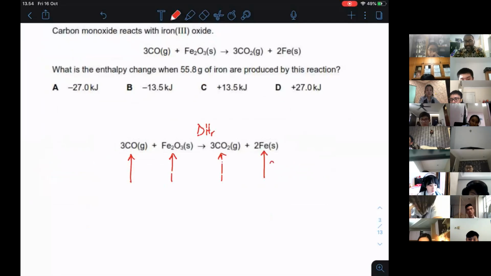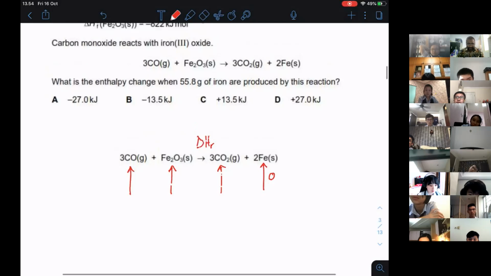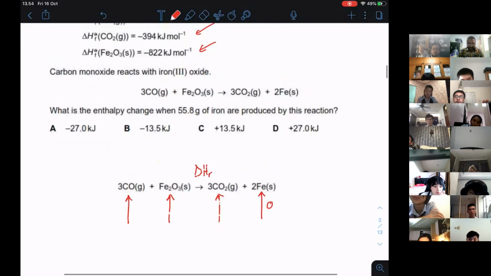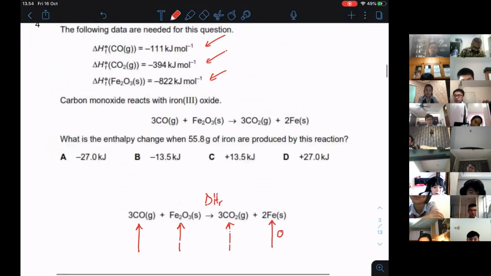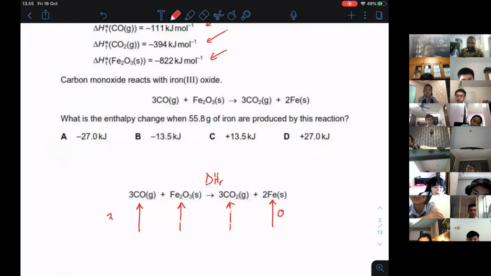This one I know is 0. Why? Because to form the element iron is going to be 0. Now I have all the data. To form CO is negative 111. I need to form 3, so 3 times negative 111.